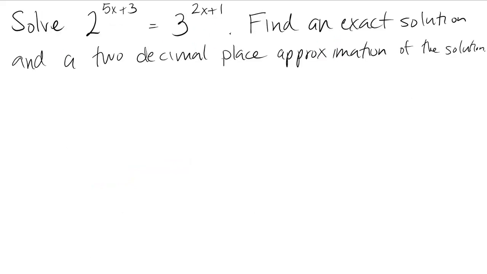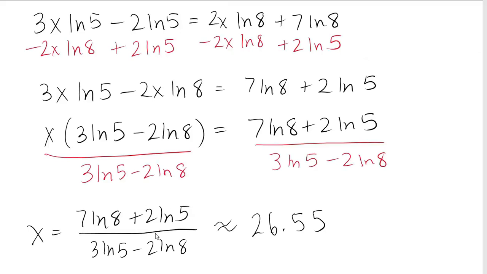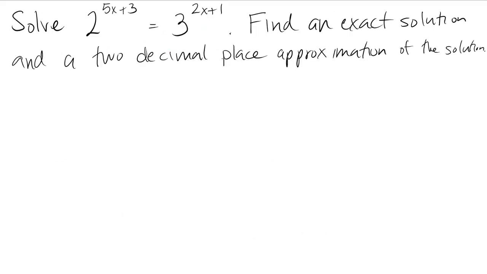One more, and I want you to try this one. I want you to pause the video and give this one a shot. Solve 2 to the 5x plus 3 equals 3 to the 2x plus 1. I want you to get an exact solution. You do not need to simplify it. You can leave it as a nasty fraction like we did here. And then I want you to carefully type it into the calculator and get a decimal approximation. Make sure you try this one on your own. You've got to make sure you understand how to do this.